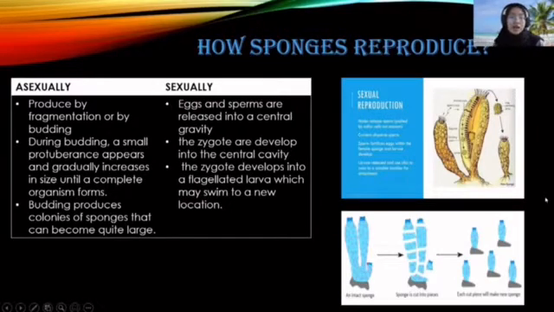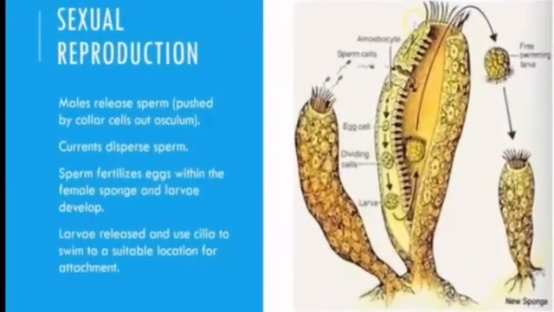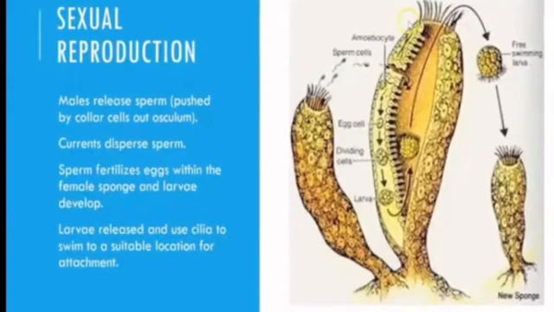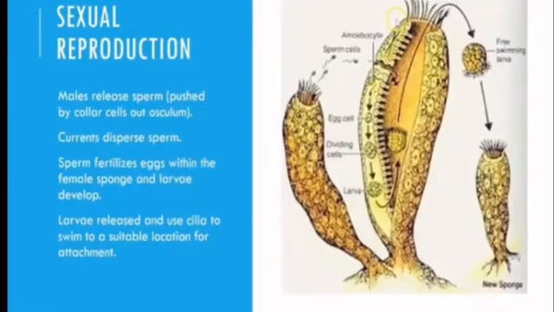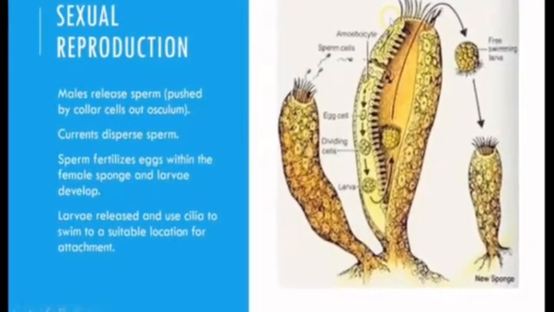The third one is how sponges reproduce. Sponges can reproduce in two ways, which are asexual reproduction and sexual reproduction. Asexual reproduction in sponges occurs by fragmentation or by budding. During budding, a small protuberance appears and gradually increases in size until a complete organism forms. Budding produces colonies of sponges that can become quite large. Here you can see an example: the sponge grows bigger and bigger, and then it falls off and produces a new sponge.